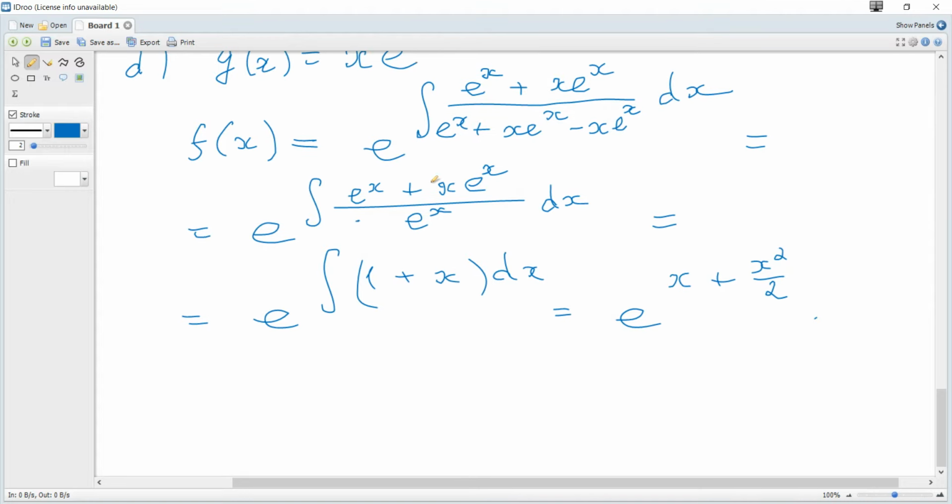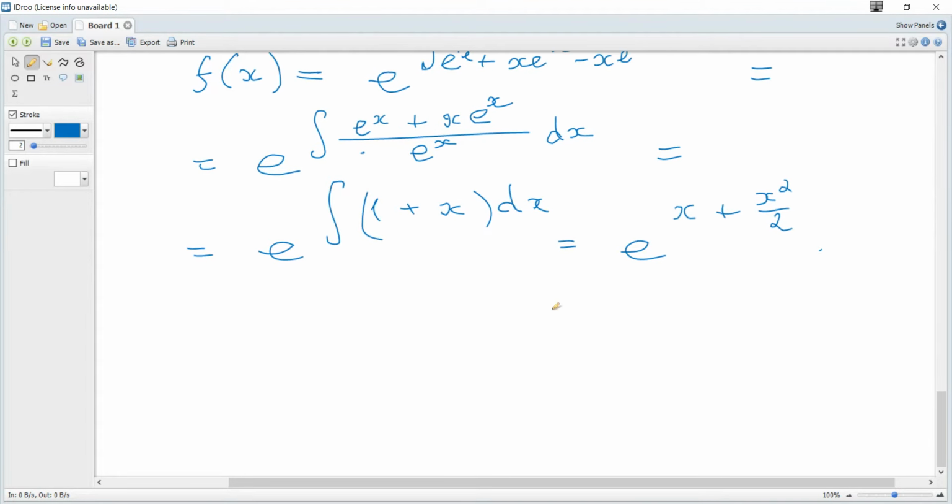So function f is this. Let's check. Yes, it's correct. And E, 7 marks. And the last question.